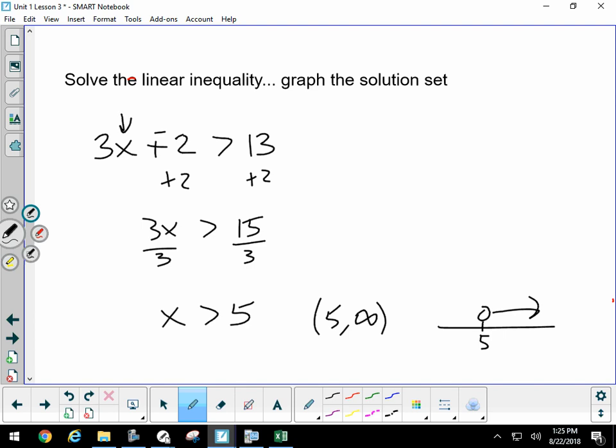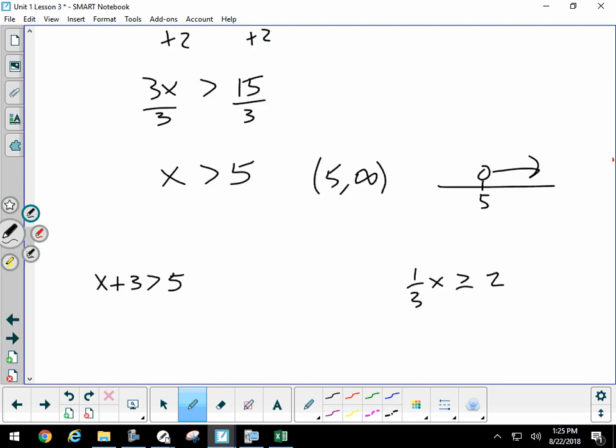So that means back in this original, starting at 5.00001, we are going to have true statements. As long as you plug in any x bigger than 5 into this original inequality, we will have a true statement, and that's what we're looking for.